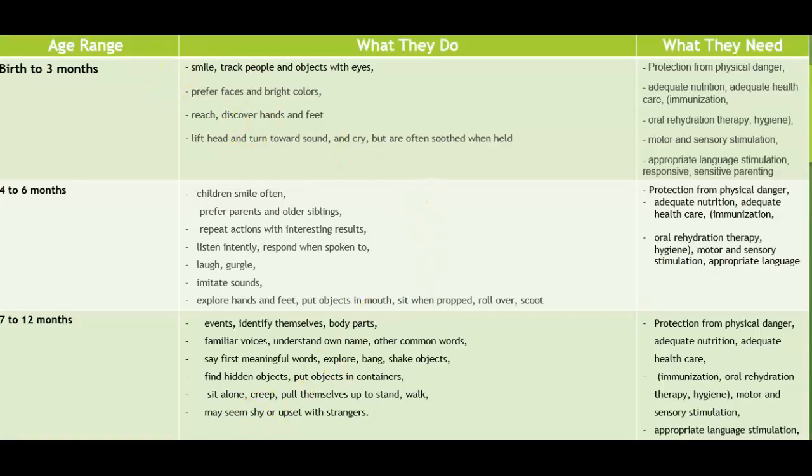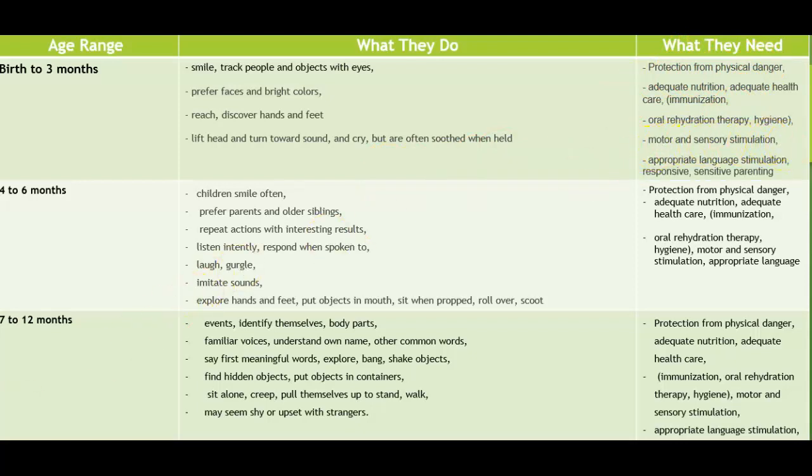Okay. Now this next slide is a chart in which you will see children doing different things at different age groups, and you'll see the differences of development in each age group. For example, you have birth through 3 months. What do the infants do around this time? They smile, they lift their heads towards sound, they cry. And what do they need from us? They need our protection. They need motor and sensory stimulation.